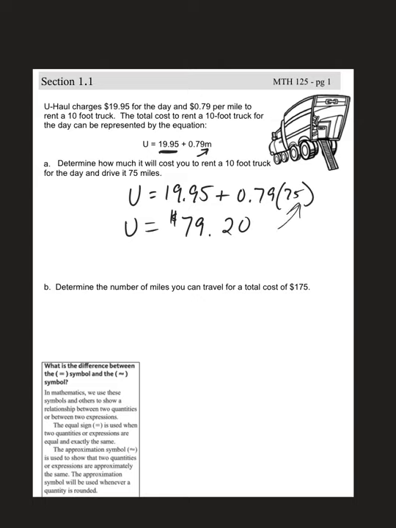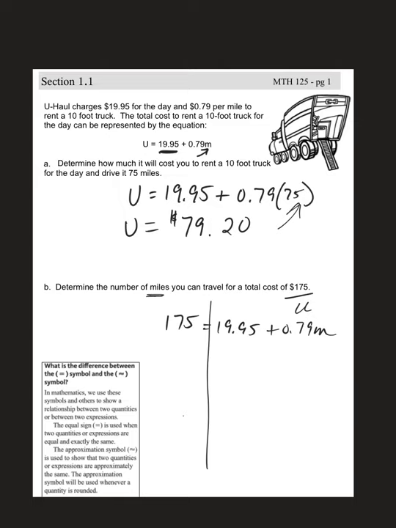Determine the number of miles you can travel for a total cost of $175. So this time we're looking for M. We know what U is. U represents the cost. So I'm going to still use the same equation, but this time I'm going to plug a number in for U and solve for M. And so the number I'm going to plug in for U is 175.